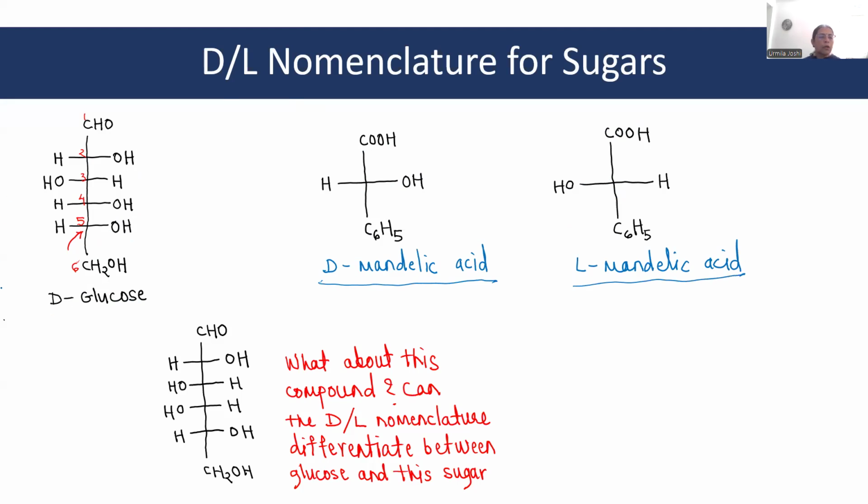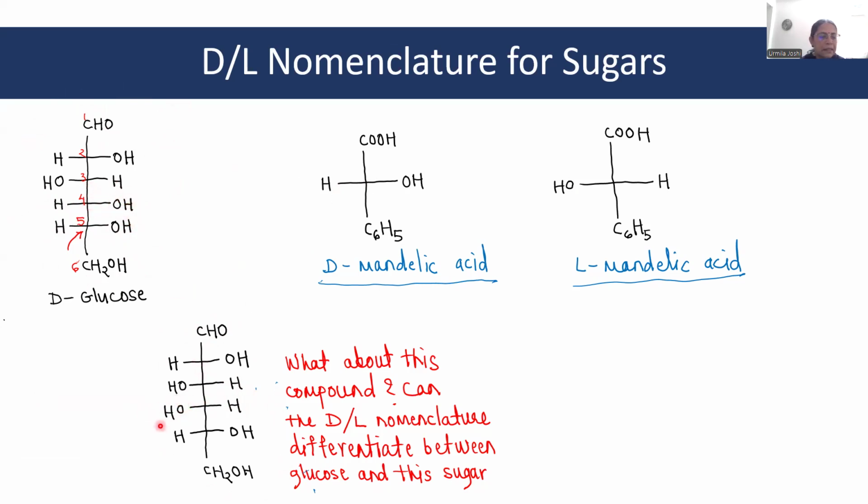Now, look carefully at D-glucose and the other compound. Let me change this. Now look at this. This is glucose, D-glucose. This is also a sugar. But at carbon number 4, the configuration is altered. Can you see that the configuration is altered at carbon number 4? The configuration of carbon number 4 here is D.